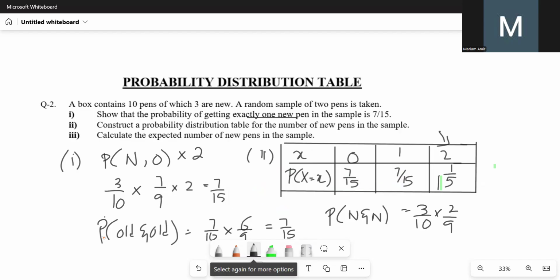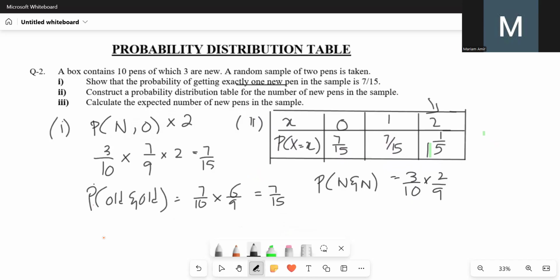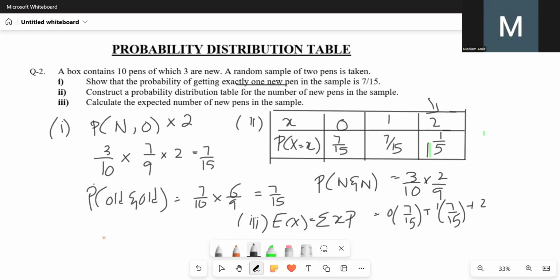Part 2 is done. Part 3, calculate the expected number of new pens in the sample. That is, we have to find E(X), and we know the formula for that. Like I said before, it's given in the formula sheet, which is the summation of x times probability. So 0 times 7 by 15 plus 1 times 7 by 15 plus 2 times 1 by 15, which comes out to be 3 by 5.